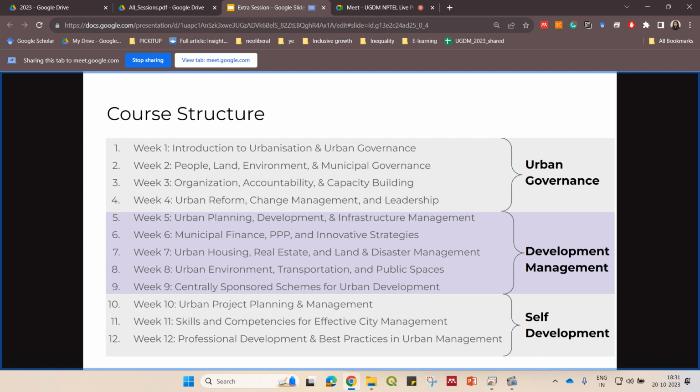Next would be week 6. So week 6 was largely about municipal finance and different strategies for provision of or funding or financing of projects. So this would involve PPP, public-private partnership, and other innovative strategies that might be used by municipal bodies to finance municipal functions and municipal projects.